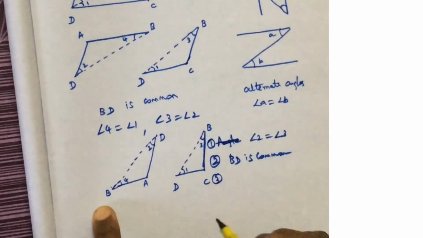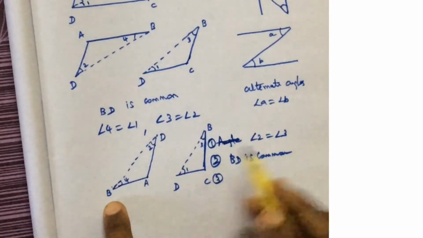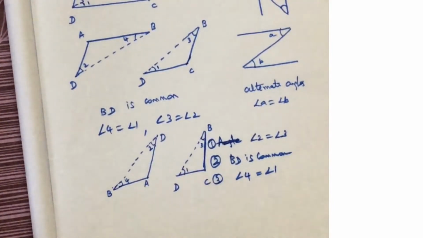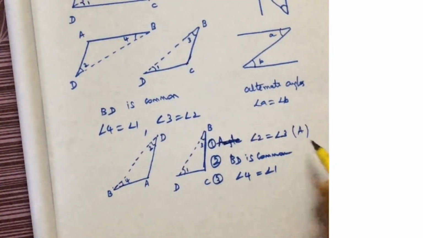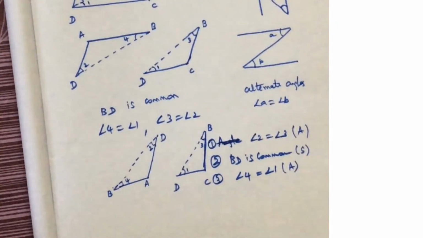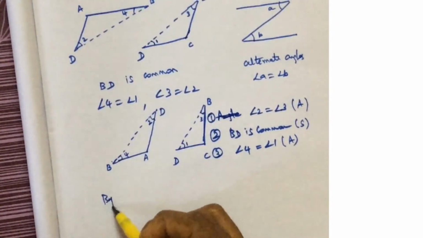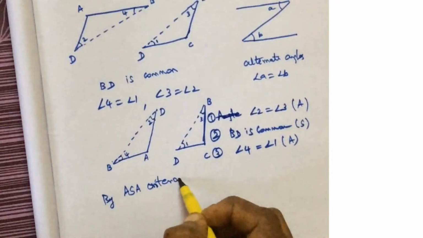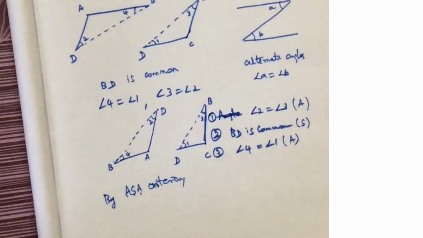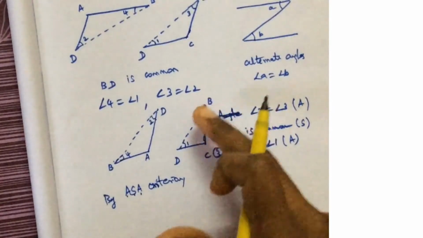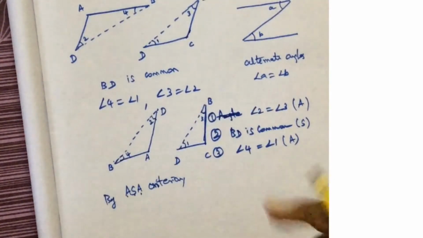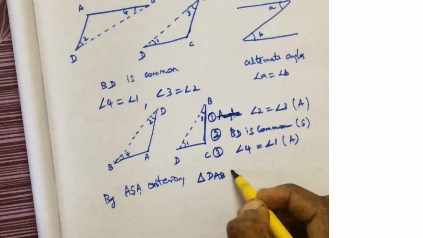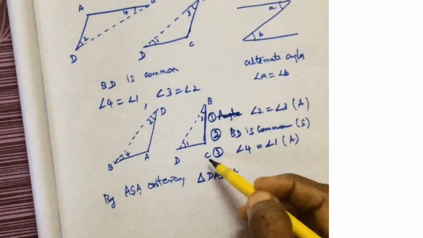Third what I can write, this is angle, side and angle. Angle 4 is equal to angle 1. These three cases I can write from these two triangles. What does it mean? This is angle and this is side and this is angle. So in 7th standard you studied what is ASA criteria. So by ASA criterion, that is angle, side, angle, in two triangles, if the angle, side, angle are same, then we can say this triangle DAB is congruent to triangle BCD.